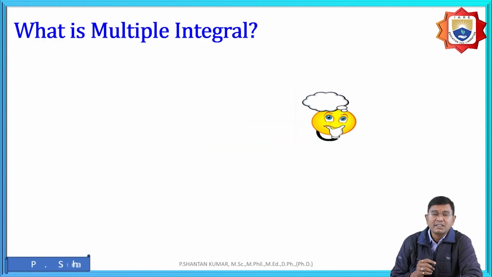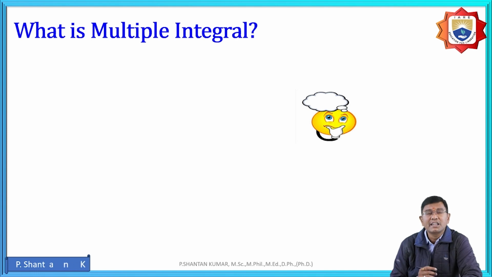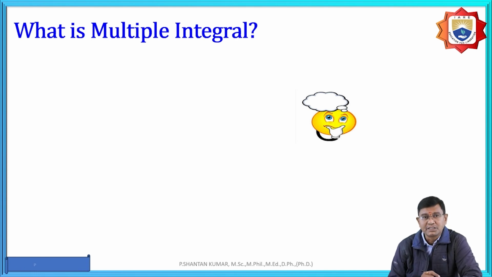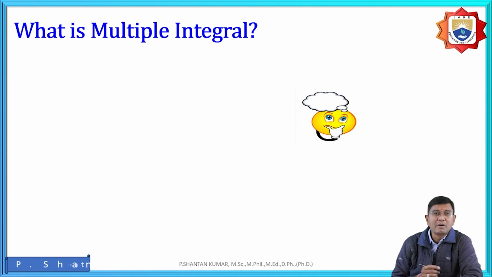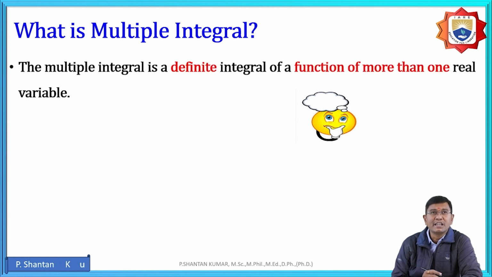Actually, the double integration comes under multiple integrations. What is the meaning of multiple integral? The multiple integration is nothing but a definite integral of a function of more than one real variable. If it is one variable, that is a single integration. More than one variable means more than one integration, that is multiple integrations, whether two integrations, three integrations, or more together.